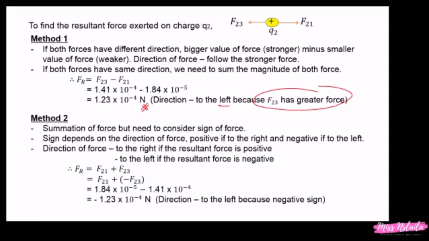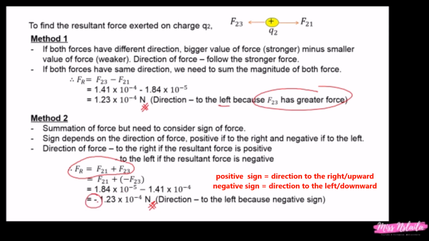You can also use method 2. We can find the summation of forces but need to consider the sign. Okay, so add them all based on this equation. If the force is directed to the right, then it will be positive. If the force is directed to the left or downward, it will be negative. So add everything but consider the sign based on the direction. Then you will get negative 1.23 times 10 to the power of negative 4 Newton. This is the magnitude. If you use method 2 and you get the negative sign, this shows the direction of the resultant force will be to the left because of the negative sign.